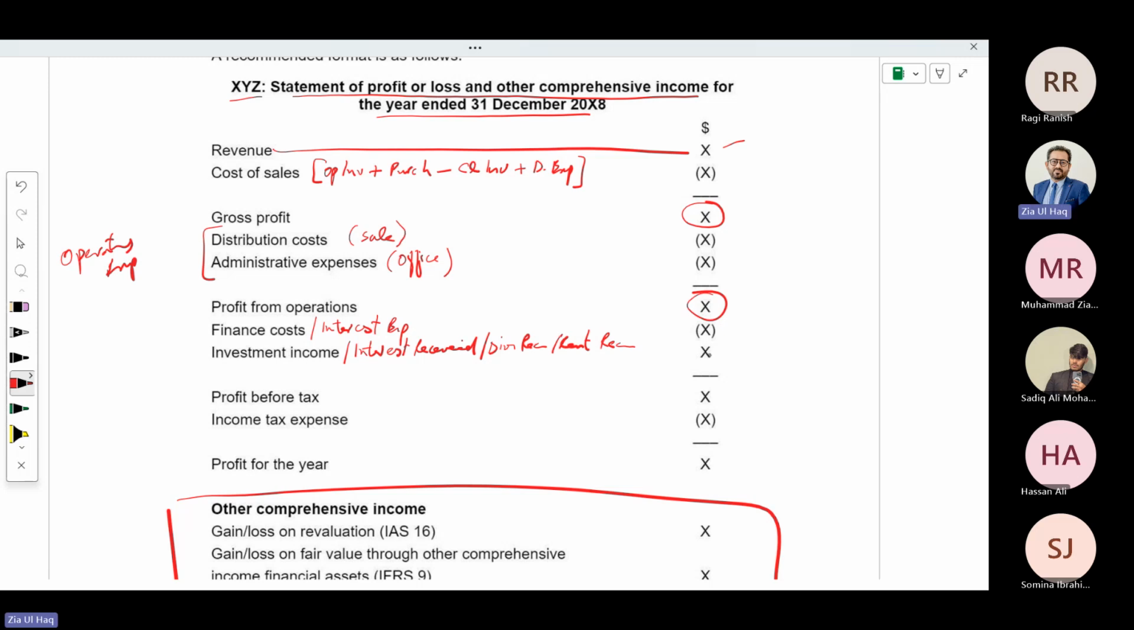And by adding investment income and deducting finance cost from profit from operations, we will arrive at profit before tax, called PBT. And from profit before tax, we need to deduct income tax expense. We will arrive at profit for the year, or we can say that is profit after tax, from which the company will pay dividend to its shareholders.